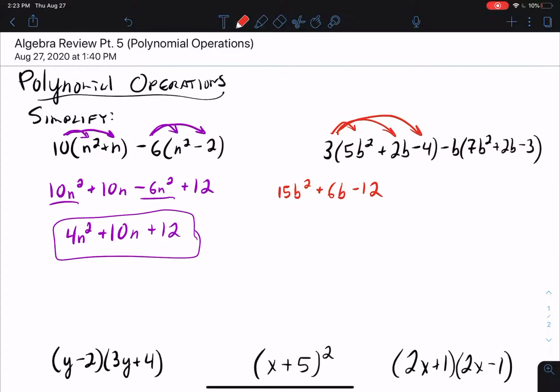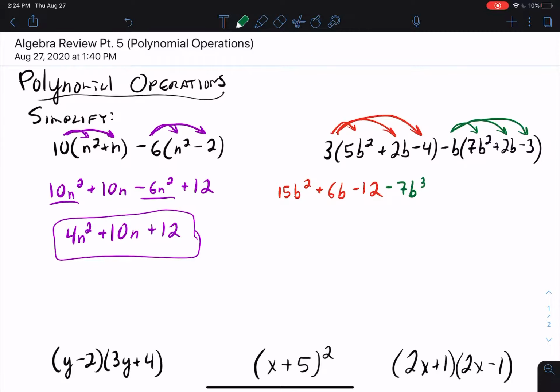All right, next up, I want to distribute, we already used purple, let's use green. I need to distribute negative b to everything in that second group of parentheses. All right, negative b times 7b squared, that's going to give me negative 7b to the third. Because I've got b times b squared, I've got 3 b's that are now multiplying together. Okay, so negative 7b to the third.